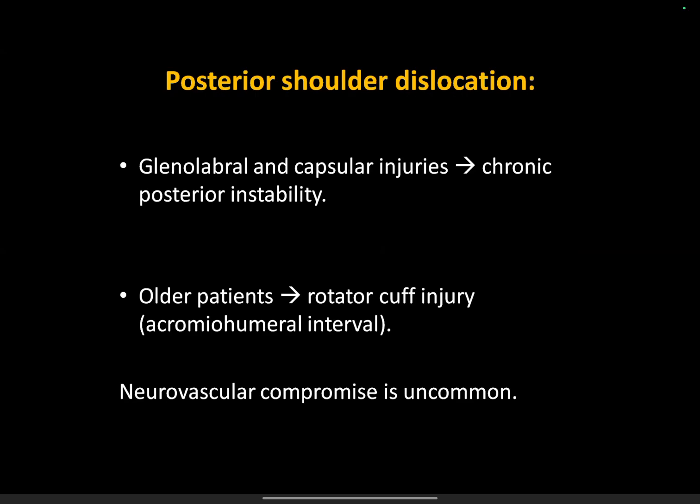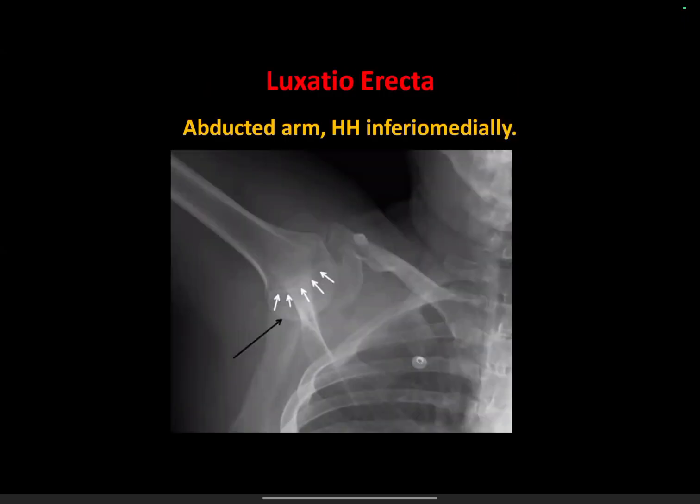Posterior shoulder dislocation, usually glenoid and capsular injury can occur, and that would predispose to chronic posterior instability. And especially in older patients, they could be associated with rotator cuff injury. So always remember, if you're evaluating the radiograph, to measure the acromiohumeral interval, because it could be an indicator of involvement or abnormality happening within the rotator cuff.